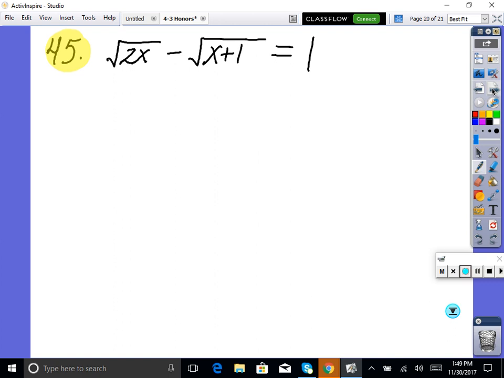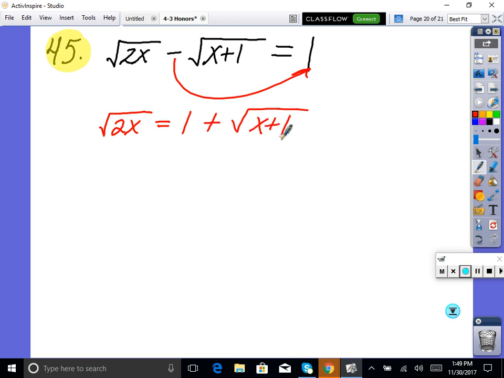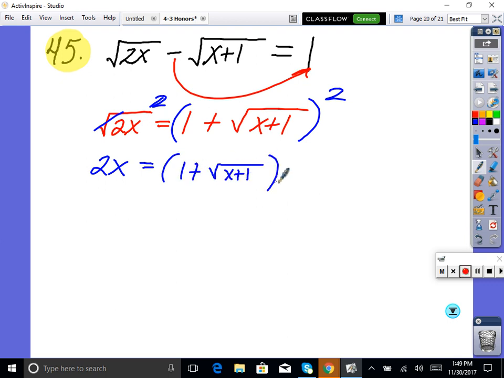Isolate the radical. So we can add this over this way. So we have root 2x equals 1 plus the square root of x plus 1. Next step, square both sides. Now, there's two terms. So we have 2x, because root cancels out with power, equals. It would be breaking the most forbidden rule to just square that, square that. Yes, we have to do this and multiply it out.